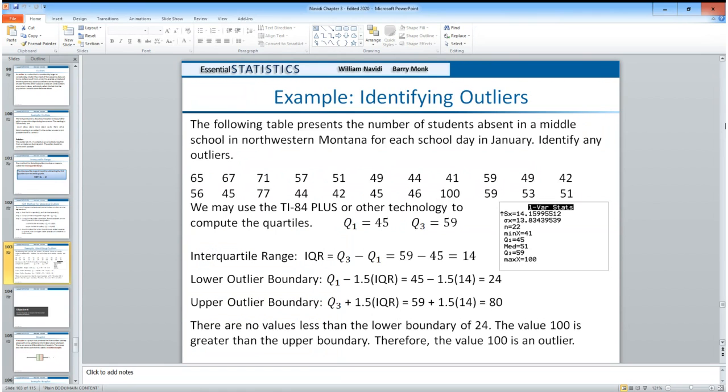All right. So we're going to look at that data. If there's anything lower than 24, we're going to treat it as an outlier.